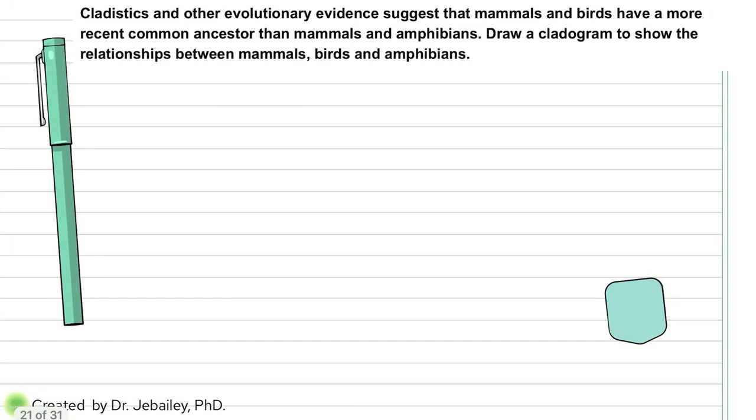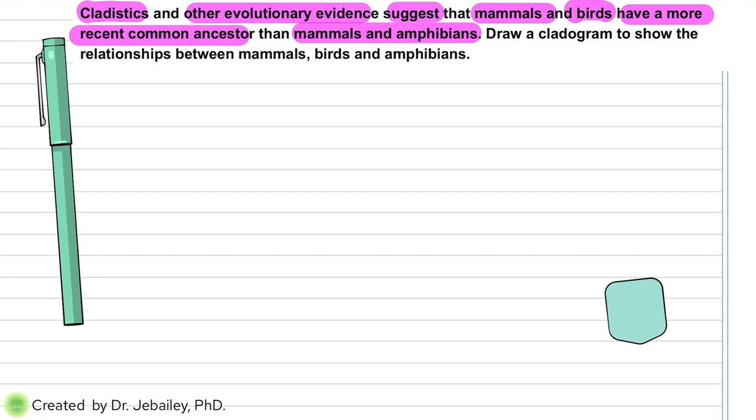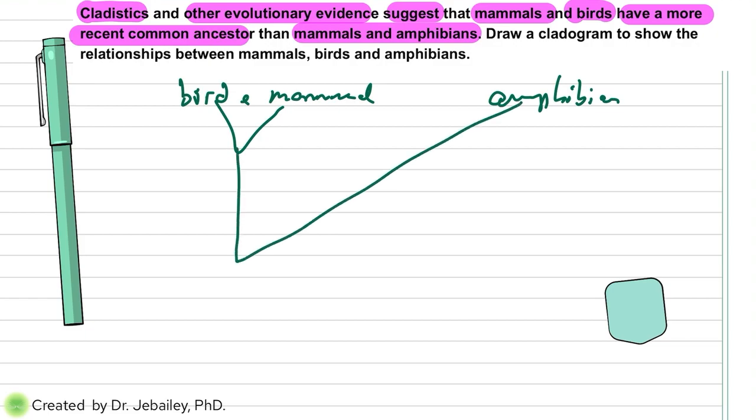Now, moving to the next question. Here it says, cladistics and other evolutionary evidence suggests that mammals and birds have a more recent common ancestor than mammals and amphibians. That already gave you information that birds and mammals are much closer, right? They're much closer than the mammals with the amphibians. So the amphibians are going to be a little bit further away. And then draw a cladogram to show the relationship between the mammals, birds, and amphibians.